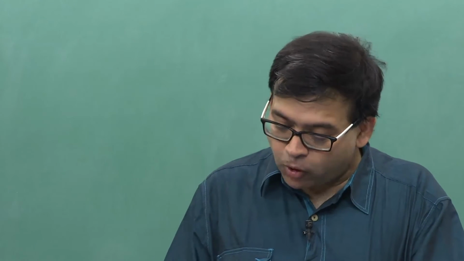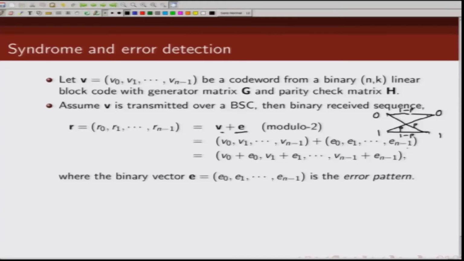So, we can write the output of a binary symmetric channel. The first bit that we would receive is V0 plus E0, the second bit will be V1 plus E1, similarly V2 plus E2, and finally we will get V(n-1) plus E(n-1), where E0, E1, E2, up to E(n-1) is my error pattern.